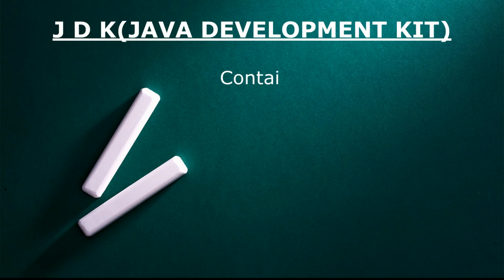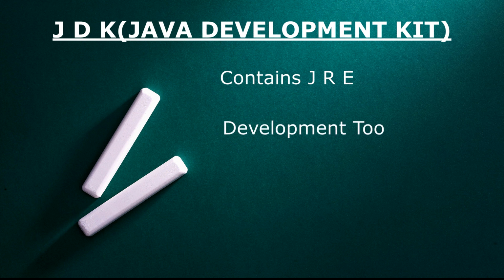Third, JDK. It is Java Development Kit. It contains a JRE, and to develop Java code, we need some more additional development tools or libraries. We get that as part of JDK. So JDK helps you to develop software using the development tools, and it will help you to run it on a JRE which contains a JVM.